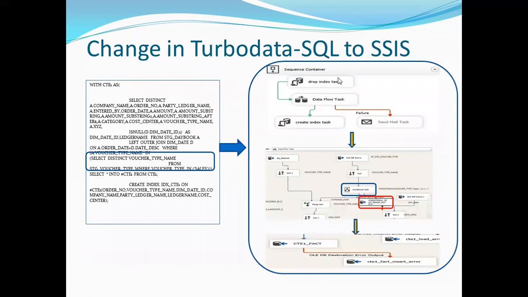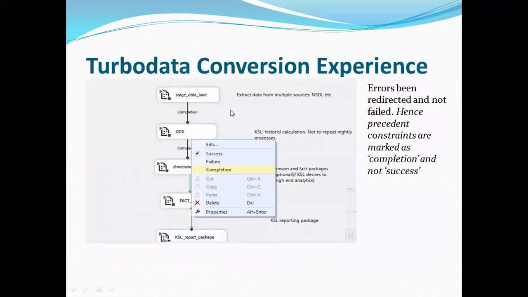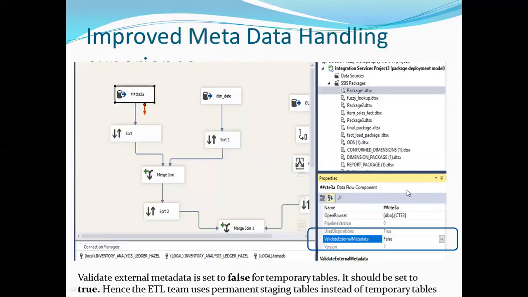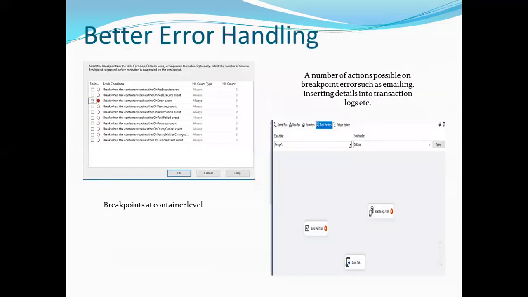This is how we convert the SQL procedures onto the data flow. And we normally use precedence constraints of completion in order to run the process, even if there is a failure. This is validate external metadata. So in order to better capture errors, validate external metadata is set to true, and therefore we use staging tables to capture the data. If we use temporary tables, the validate external metadata has to be set to false.